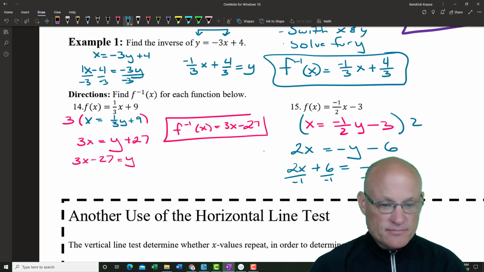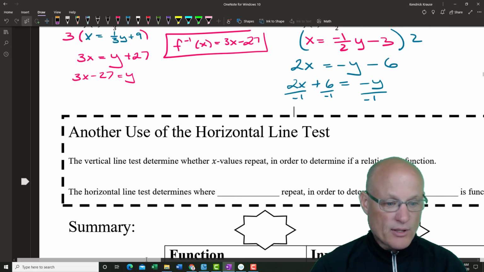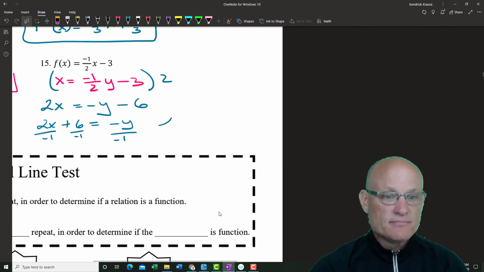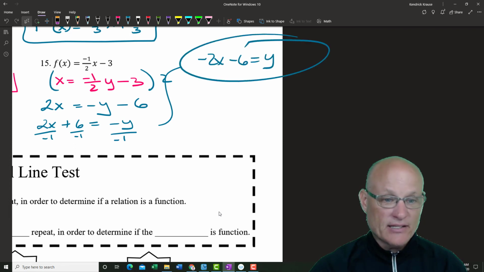And I get, I'm out of space, I'm out of room. I'm probably working behind my head. I get negative 2x minus 6 equals y. But do not leave it like this. I want to see an inverse notation. So f inverse of x equals negative 2x minus 6.